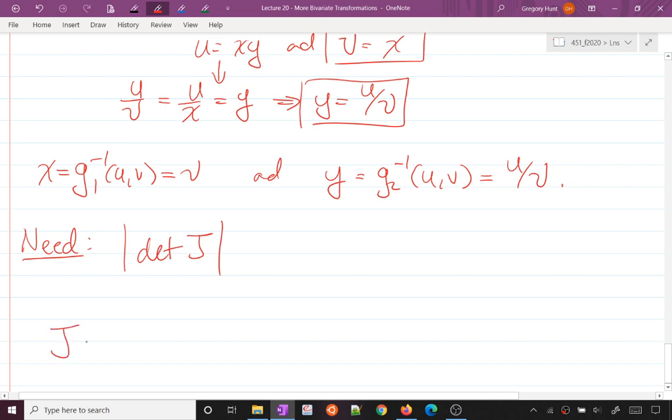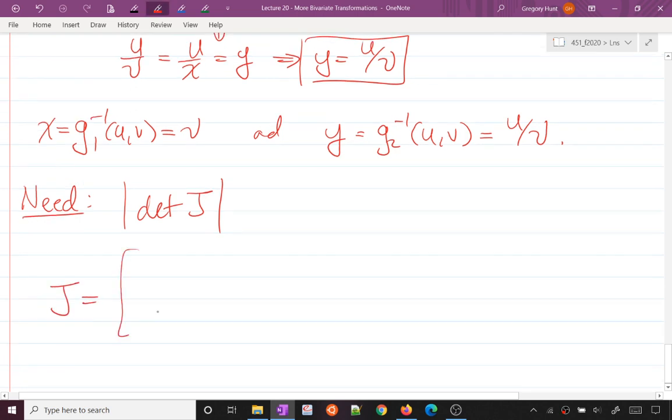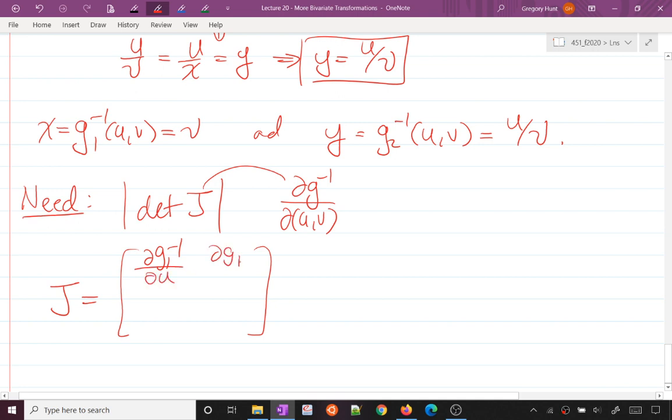So let's look at what the Jacobian is, right? As a reminder, the Jacobian is the matrix of partial derivatives of the various component functions. And in this case, we're calling it J, Jacobian. It's actually the Jacobian of the inverse. It's the derivative of the inverse with respect to u and v. So on the first row, it's the derivative of g1 inverse with respect to u, then the derivative of g1 inverse with respect to v, and the second row is the derivative of g2 inverse with respect to u, and the derivative of g2 inverse with respect to v.